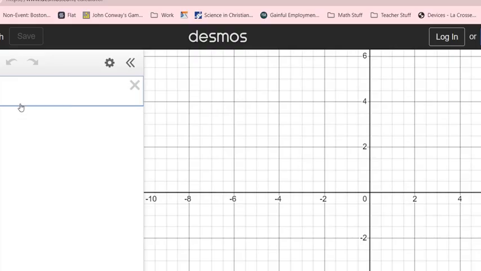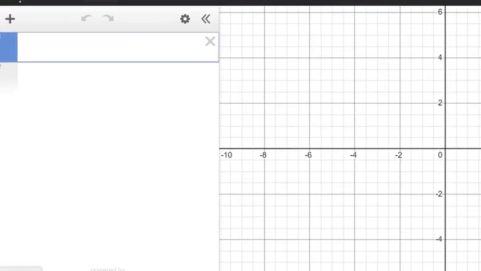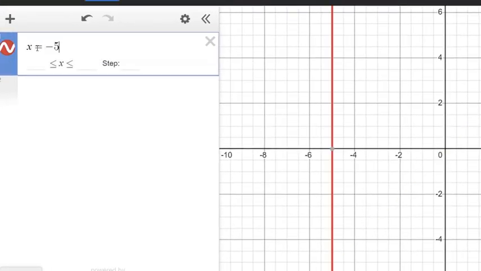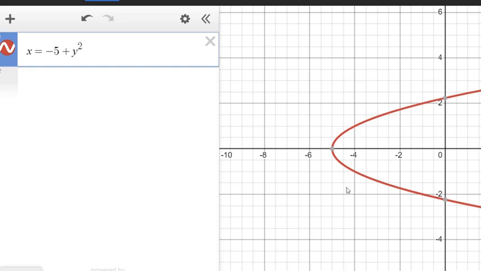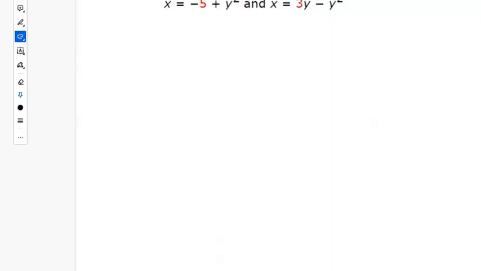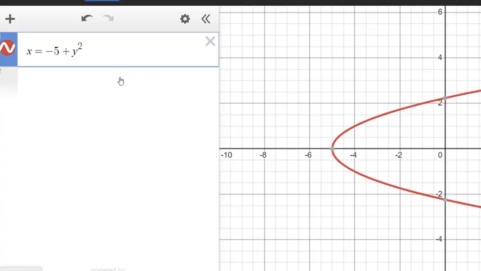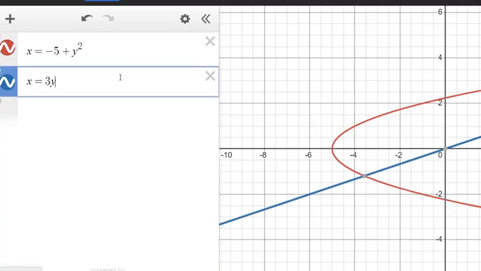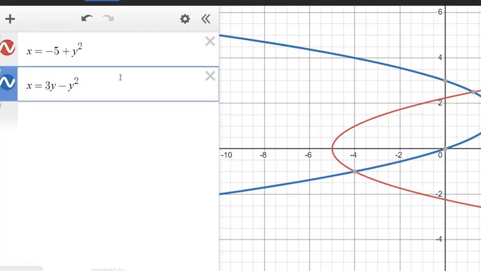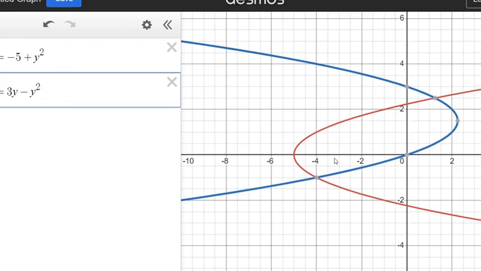So I'm in desmos.com/calculator, and x is -5 plus y squared, and then x is 3y minus y squared. So there's our graphs. We want to find the area between these two.